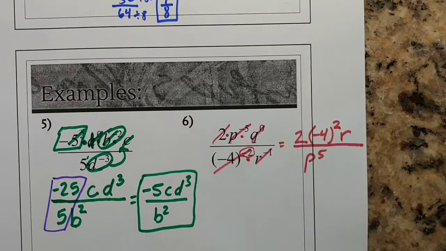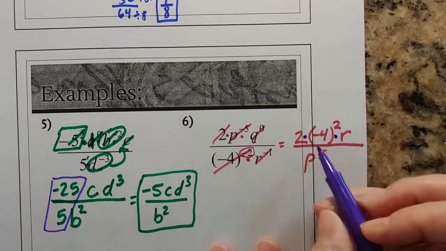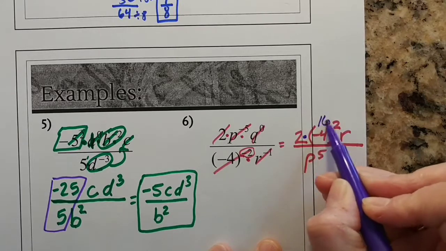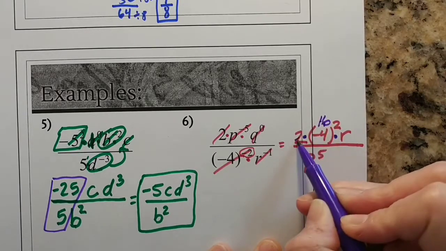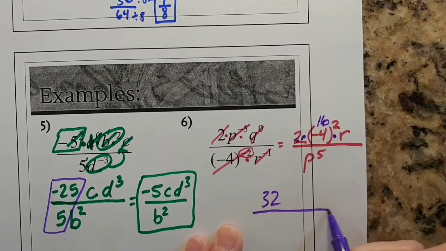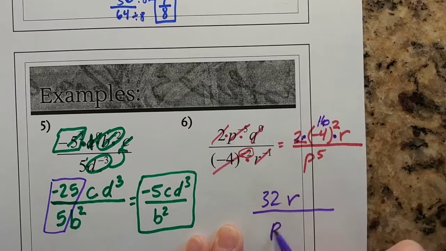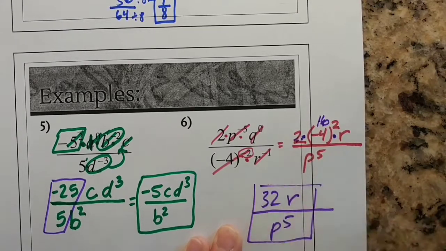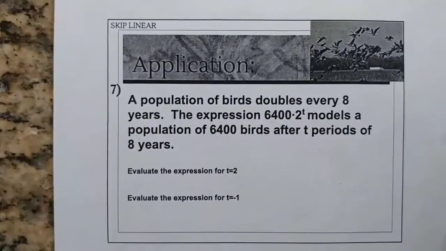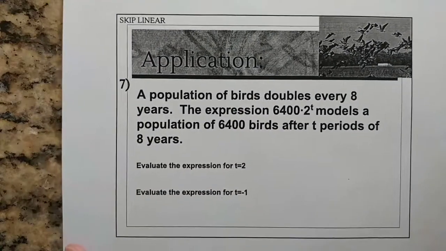Now, it looks like we still have some simplifying to do. Remember, everything's being multiplied together. So I can evaluate -4 to the 2nd power. -4 times -4 is 16. And then 2 times 16, I get a 32, and that's in the numerator. So 32 up top, along with the R. But then down here we had a p to the 5th. Simplified. Done. See? Not so bad. Now, if you look in your notes at number 7, I think in class here we're going to be skipping number 7, so I'm not going to go through that one.